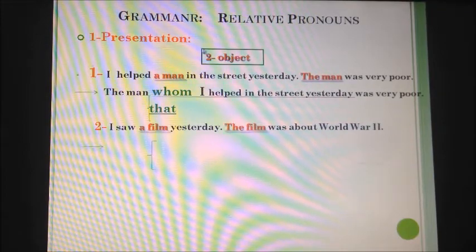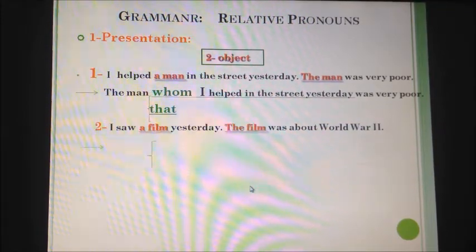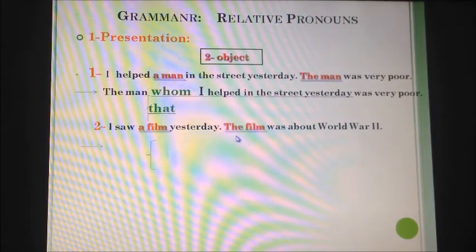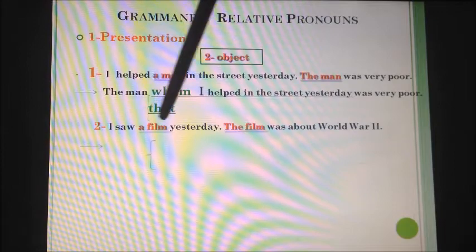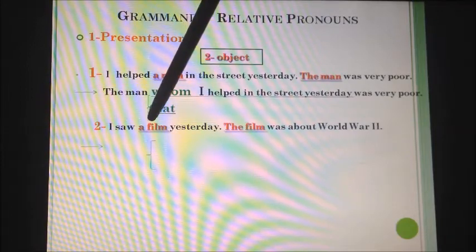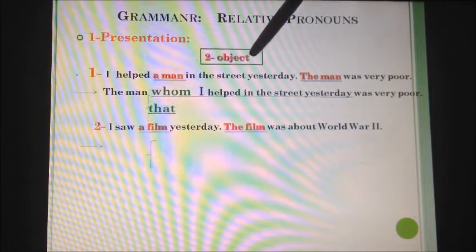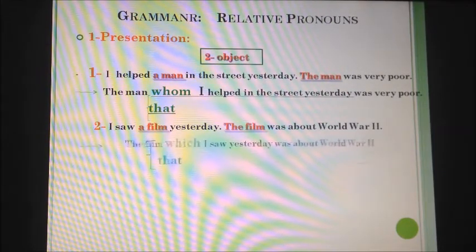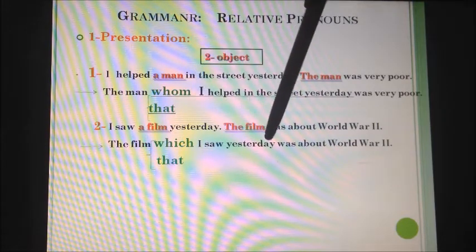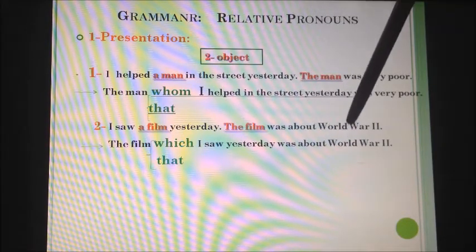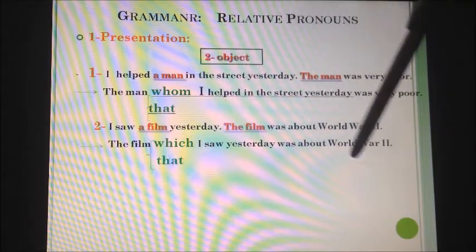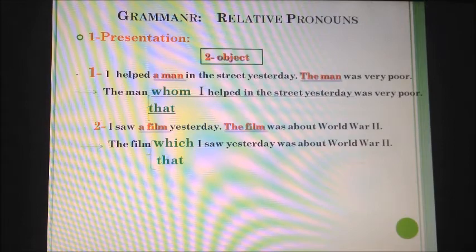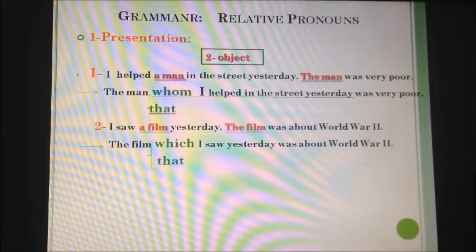What about if we have something, not a person? I saw a film yesterday. شاهدت فيلما غير معرف. I saw a film. I is the subject. I saw what? A film. A film is the object. The film was about World War II. So the film which I saw yesterday was about World War II, or the film that I saw yesterday was about World War II, or the film I saw yesterday was about World War II.